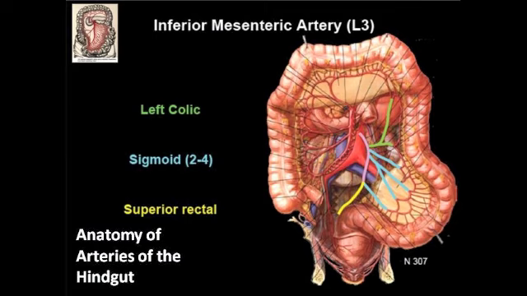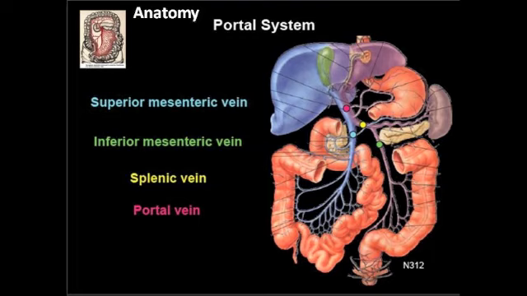and ileocolic artery. The hindgut is supplied by the IMA. This also arises from the abdominal aorta and branches into the left colic artery, the sigmoid arteries, and the superior rectal artery. The midgut and hindgut are drained by the superior mesenteric vein and the inferior mesenteric vein.